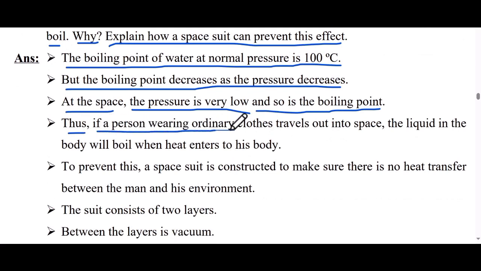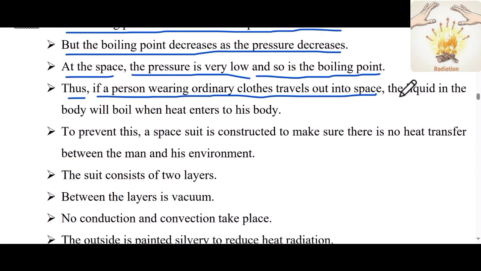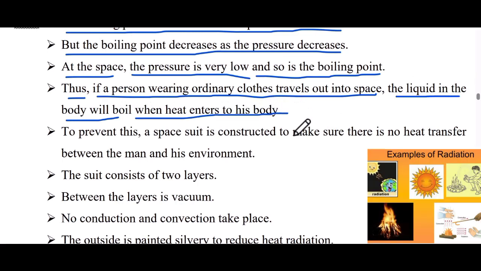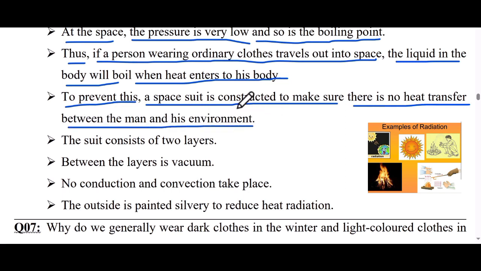If a person wearing ordinary clothes travels out into space, the liquid in the body will boil when heat enters his body. To prevent this, a spacesuit is constructed to make sure there is no heat transfer between the man and his environment.